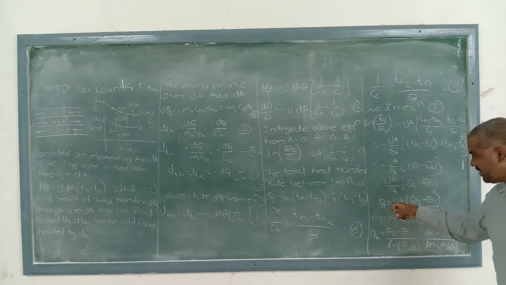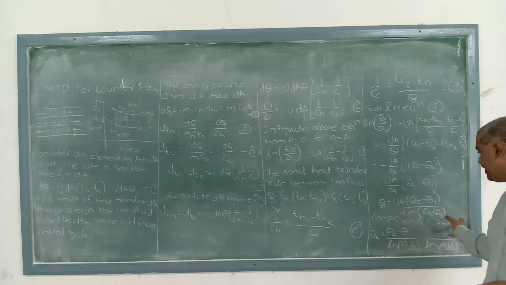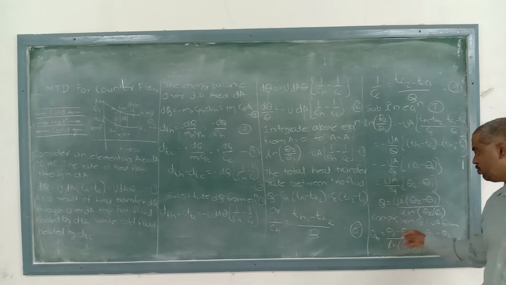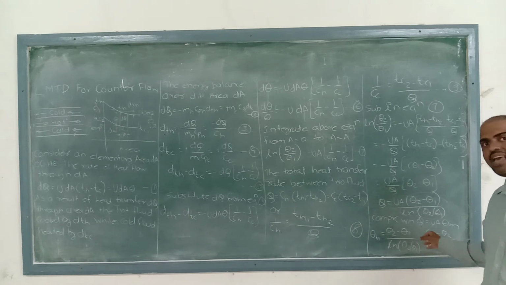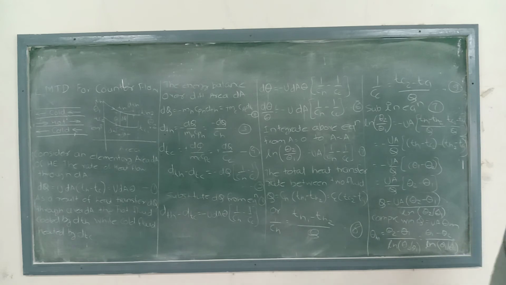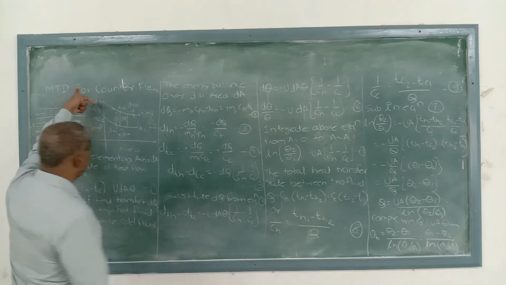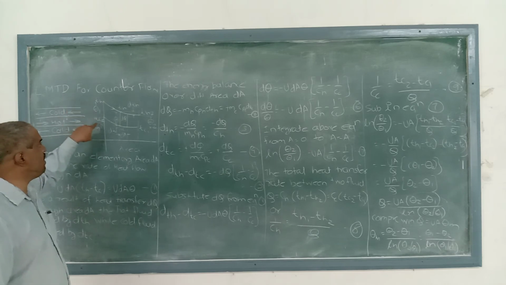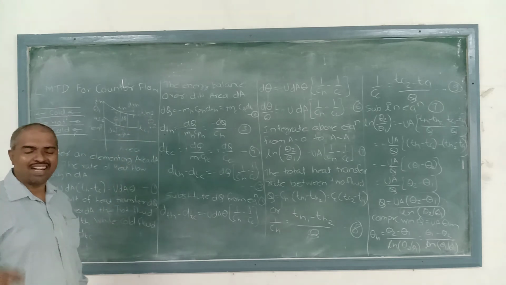And while comparing this equation with Q is equal to UA theta m, we get the LMTD for the counter flow heat exchanger is equal to (theta 2 minus theta 1) upon ln of theta 2 upon theta 1, or we can say theta m is equal to (theta 1 minus theta 2) upon ln of theta 1 upon theta 2. So keep in mind, here the flow is in opposite direction, and theta 1 value is Th1 minus Tc2 and theta 2 value is Th2 minus Tc1.